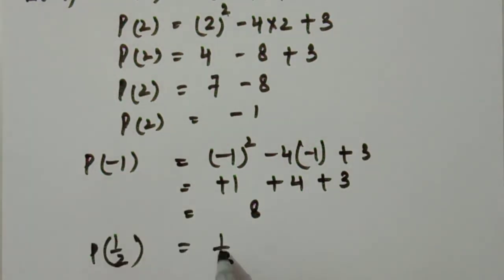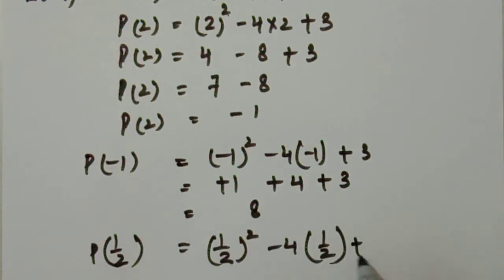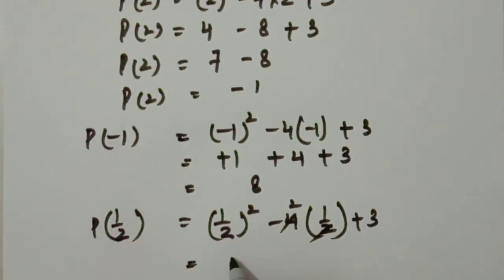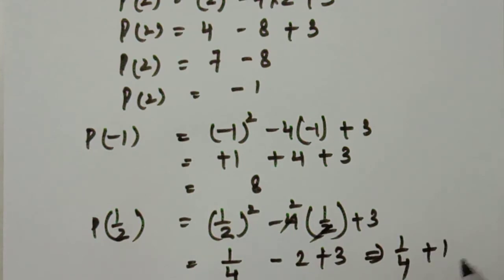So now the third part of the question is p(1/2). Then it means (1/2) whole square minus 4 times 1/2 plus 3. Now we solve it. The square of 1/2 is 1/4, minus 2 plus 3. It becomes 1/4 plus 1. Now we will take LCM. Here we have 5 upon 4.